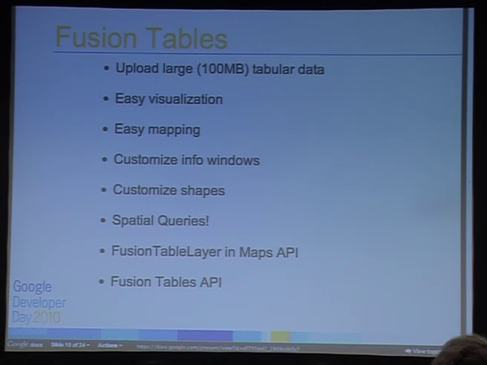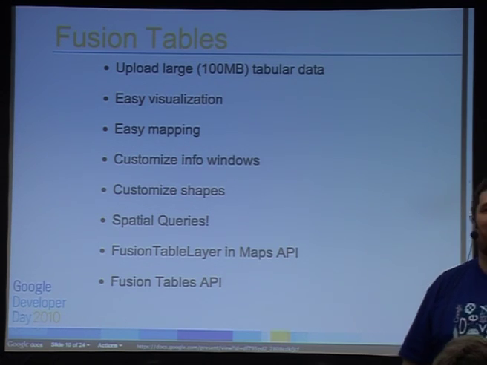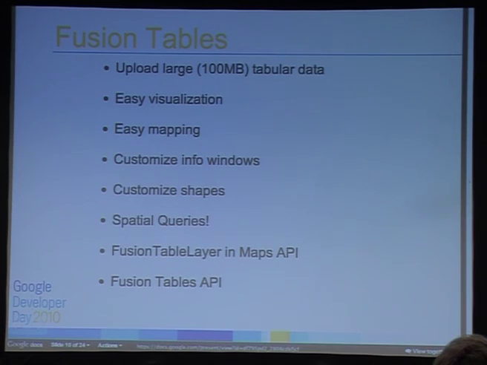With 1 or 2, maybe 3 lines of code, you can put a Fusion Tables layer in version 3 of the Maps API. And then you can interact with it. And if you're not even that hardcore, you can interact directly with Fusion Tables, doing your basic create, update, delete, read operations. I always forget read. So you can post simple SQL statements that interact with your table. So let's take a look.